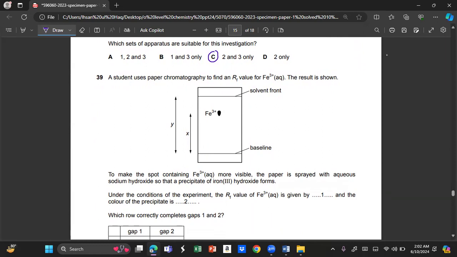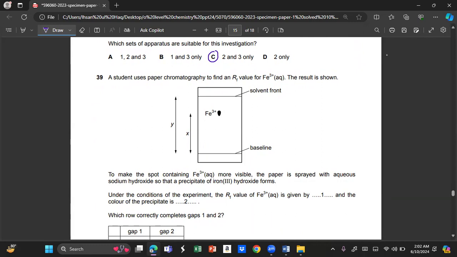A student uses paper chromatography to find an RF value for iron 3 aqueous. Why is iron 3 written? Because iron is a transition metal. It has variable oxidation state. That is why we need to specify its charge or oxidation state.